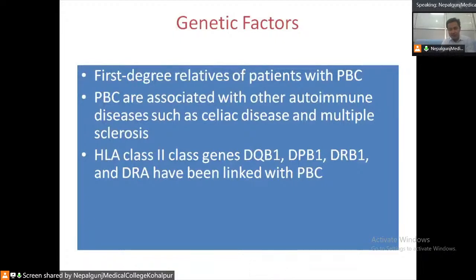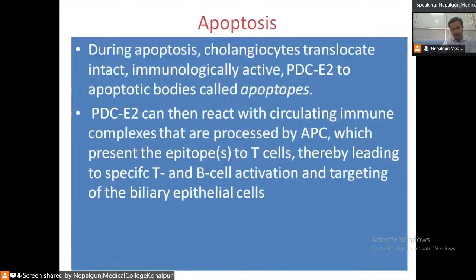So the first thing: association with other diseases and HLA class 2 genes. These are the genetic factors responsible.